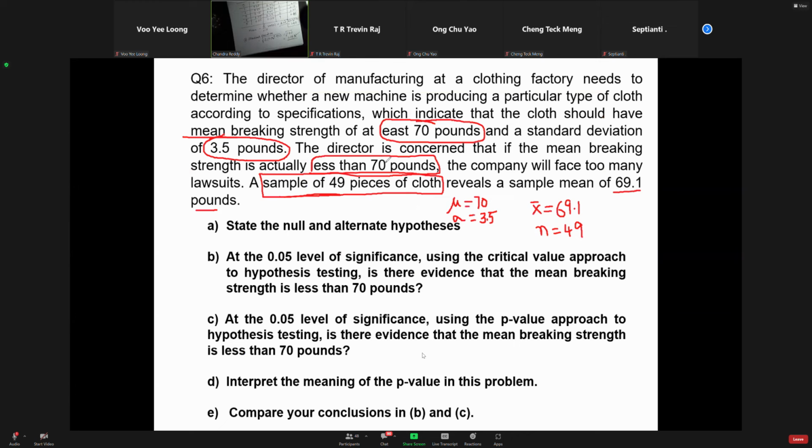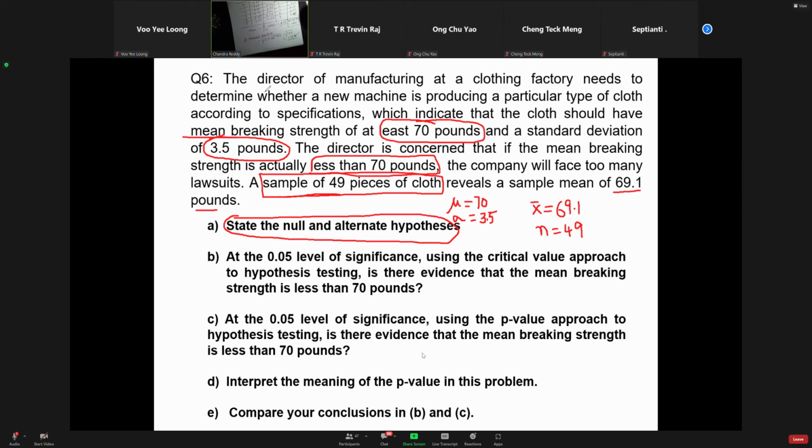And also we have the sample mean and sample size. Okay, sample mean and sample size. Now in this case, you're asked to write down the null and alternate hypothesis. So here, how do you write the mean breaking strength, the null and alternate hypothesis?